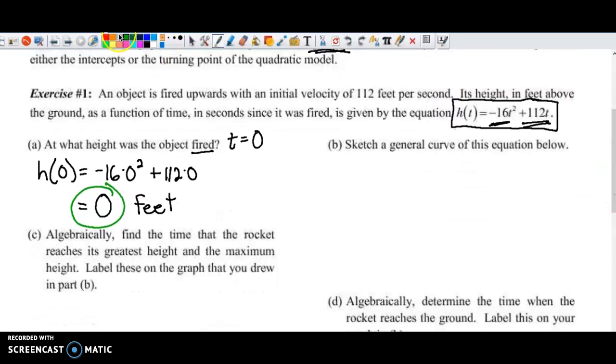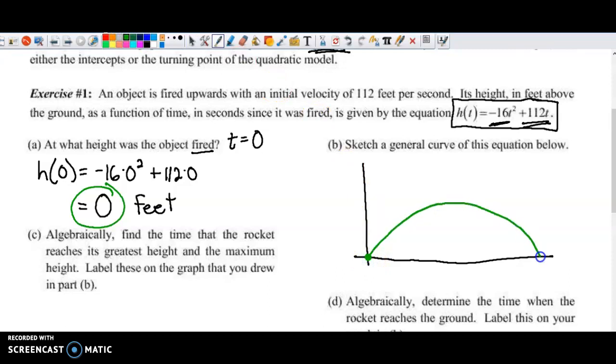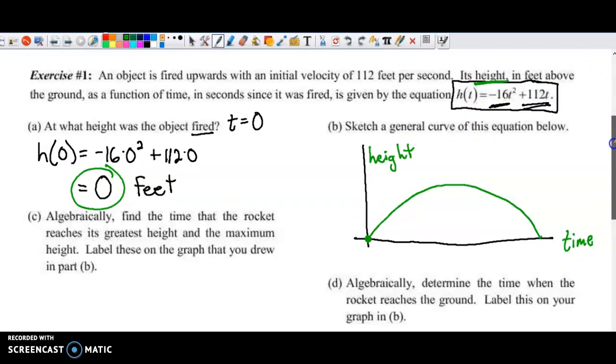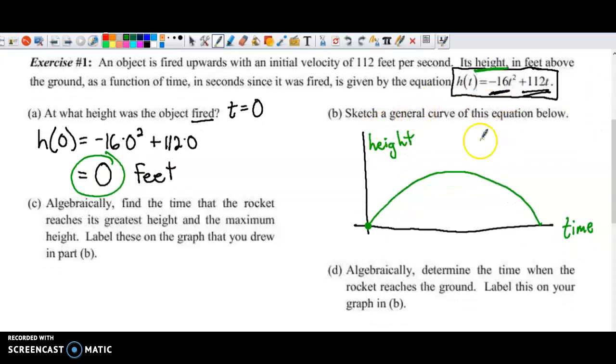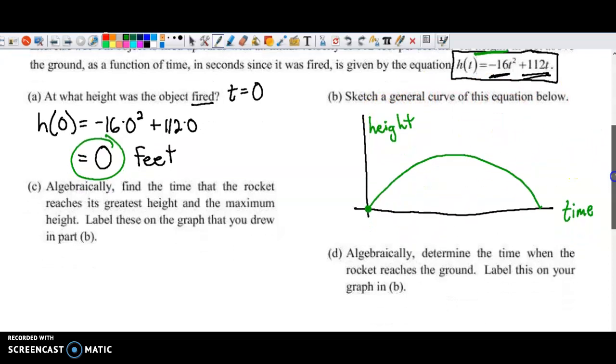So as far as a general curve goes, all I know is that at the origin is where it starts, goes up into the air, and then comes back. So this would be the time axis. This is the height. It even tells you that. You can write down the units and things like that. So that's just the general curve on this problem, and you can even put the 0, 0 in right here.